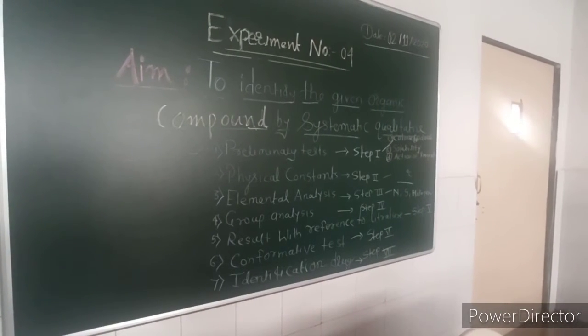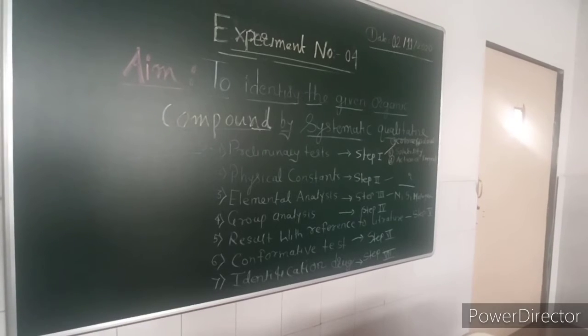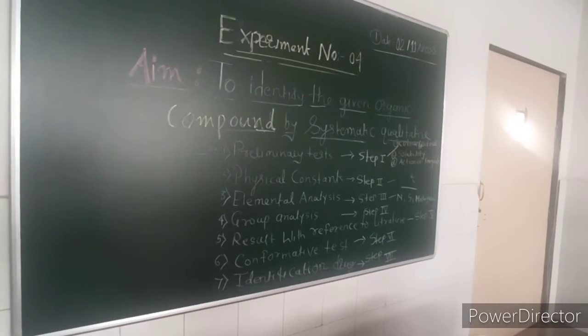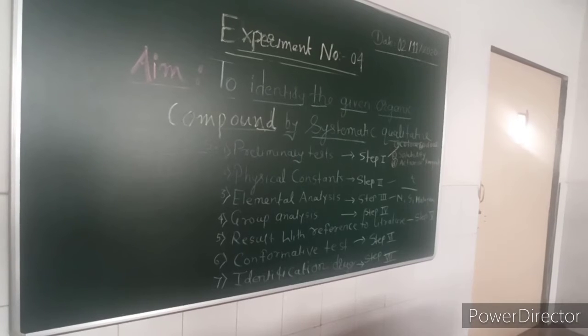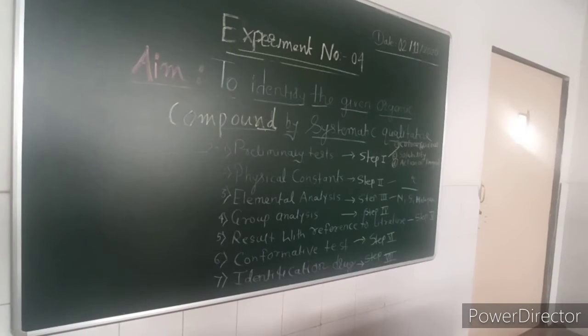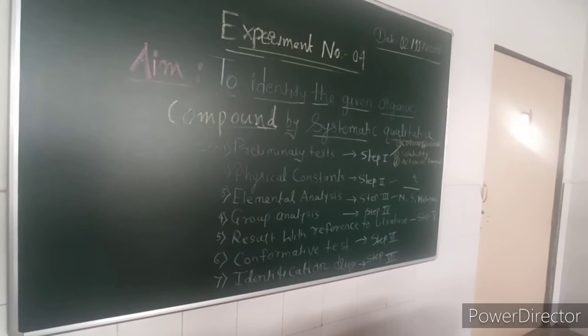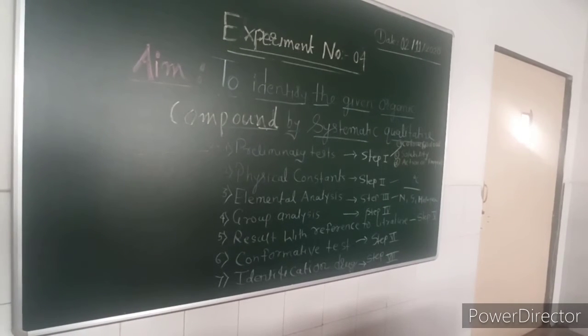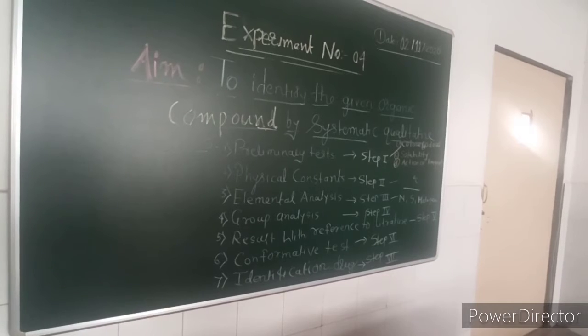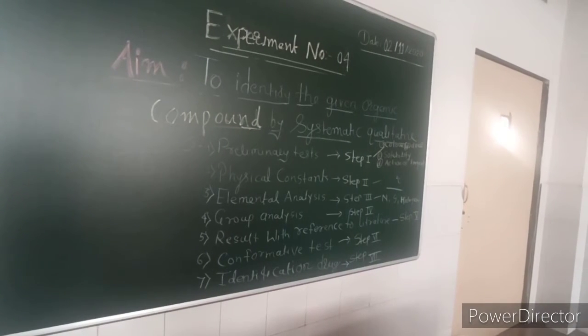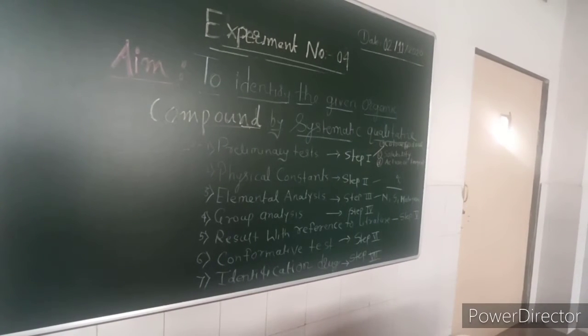After the determination of elements, we come to the conclusion that the given organic compound contains carbon, hydrogen and oxygen. Nitrogen is absent, sulfur is absent and halogens are also absent.